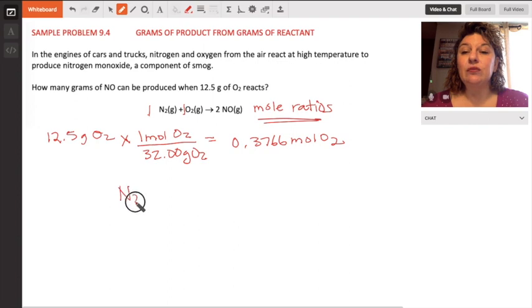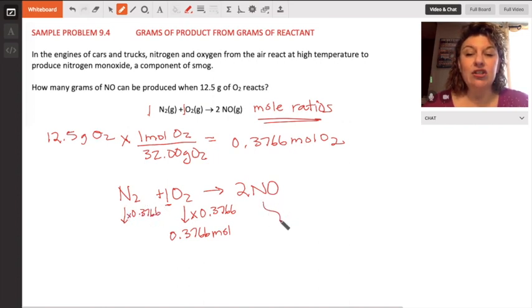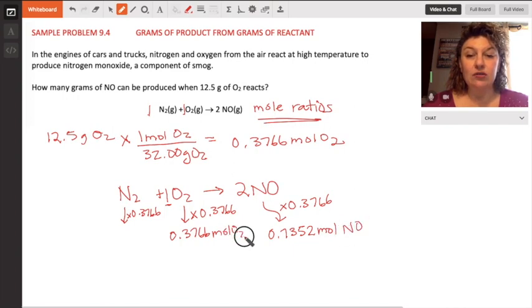So we know that we have N2 plus O2 goes to 2NO. Okay, so this is a 1, right? And we're going to end with 0.3766 moles. So we need to multiply the invisible 1 here by 0.3766. We would do the same thing here if we were interested in N2, we would multiply that. This is our multiplier. And then this 2 over here, the 2NO, we're going to multiply by 0.3766. And when I multiply that, I get 0.7352 moles of NO. Okay, this is O2 and this is NO.